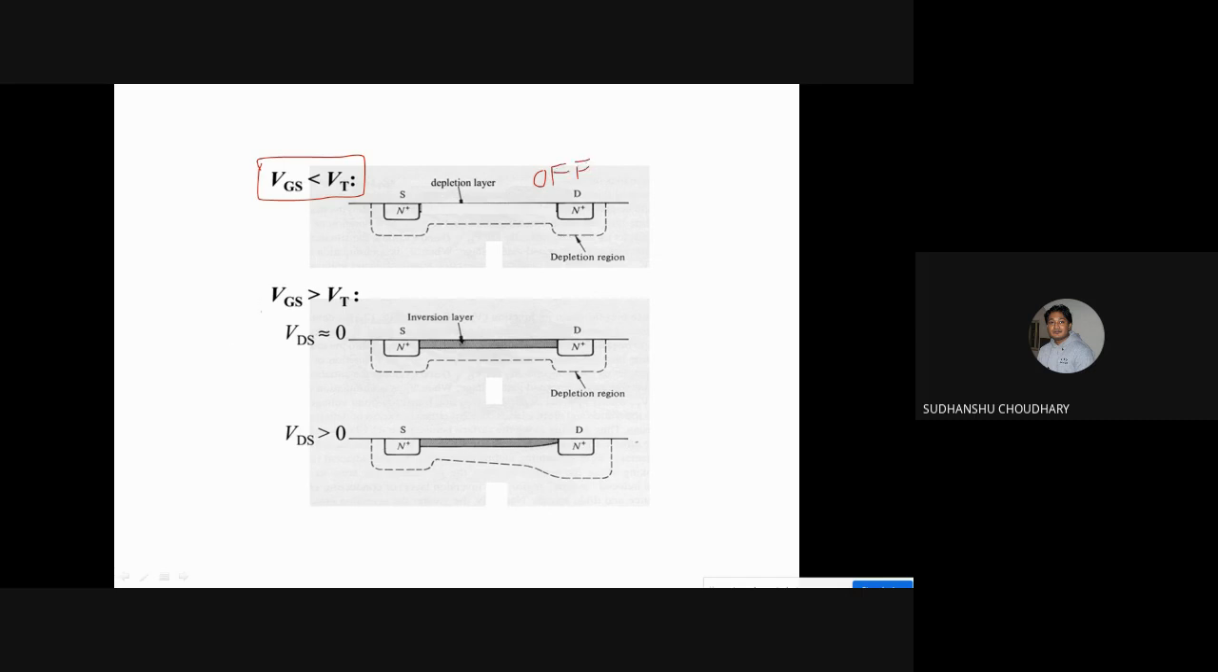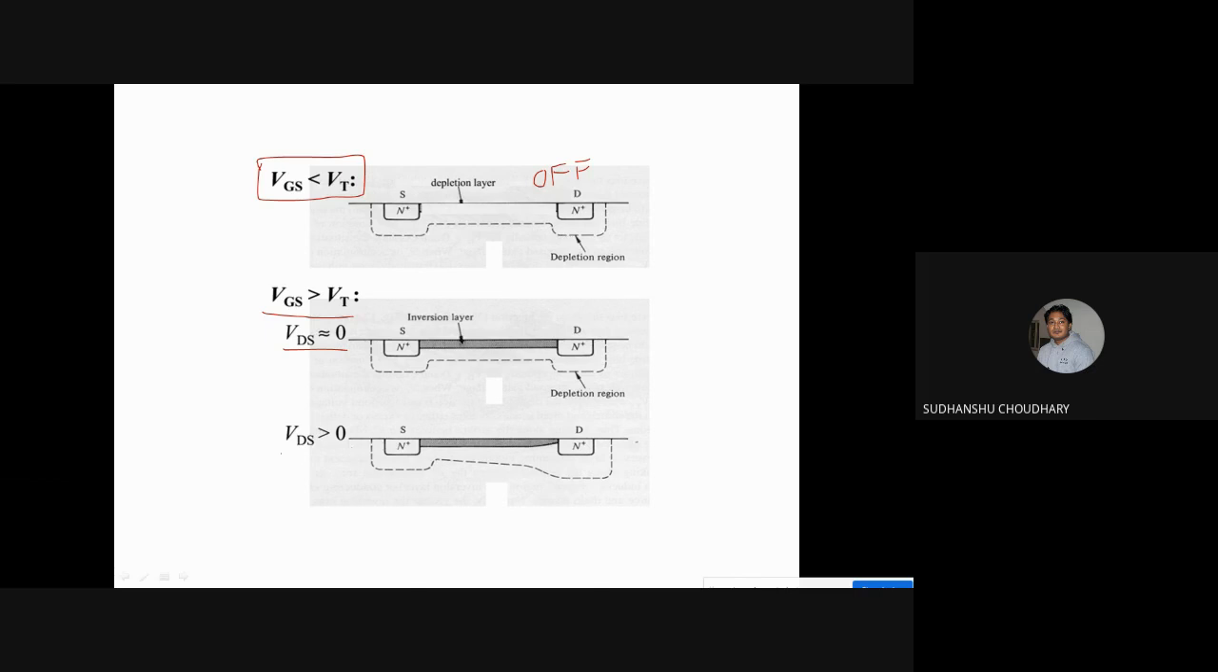Now when you apply VGS greater than the threshold voltage, you have a strong inversion layer, or you have a channel here now. So now if you apply a drain to source bias, then the current can flow. Now this is uniform because we haven't applied any VDS, right? So we haven't applied drain to source bias, so that is why this channel is uniform.